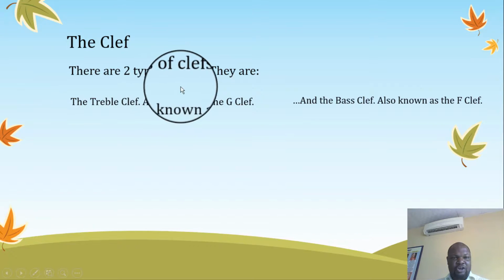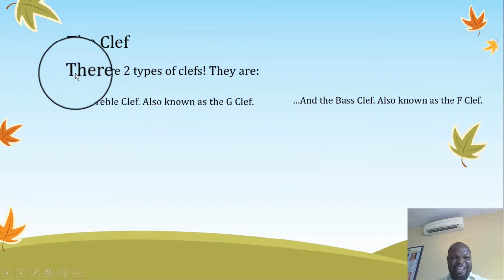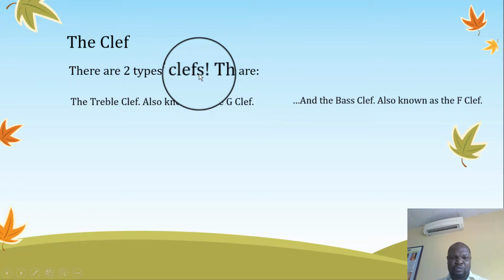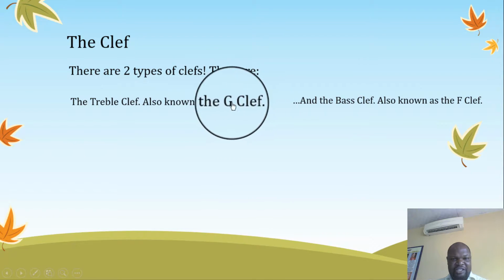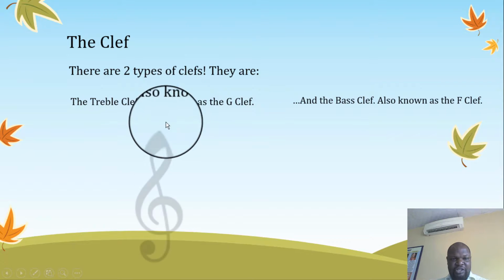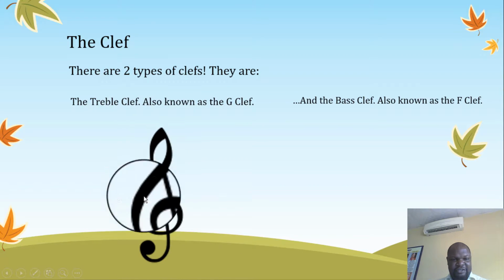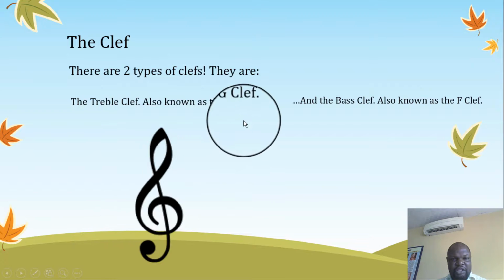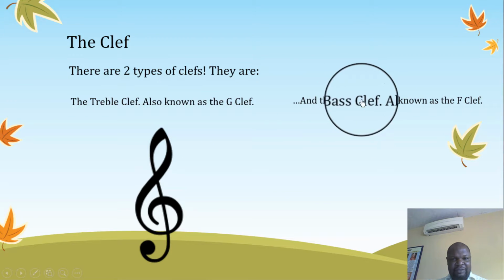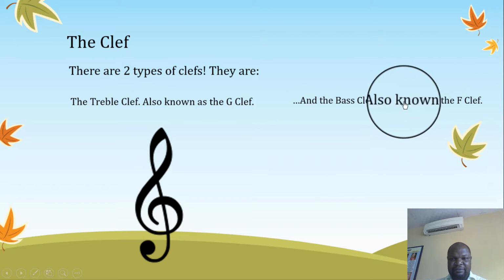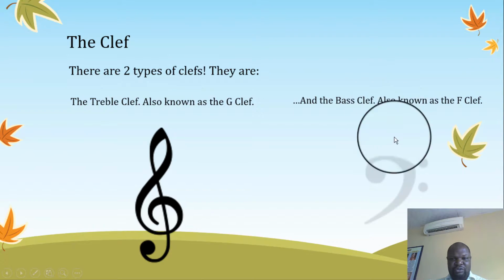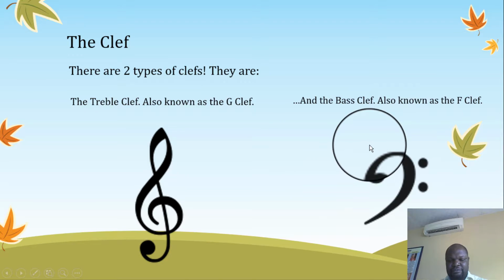There are two common types of clefs. There are more types of clefs, but the most common ones are just two. These clefs are, first of all, the treble clef. The treble clef is also known as the G clef, and it looks a little like this. The next one is the bass clef, and the bass clef is also known as the F clef, and the bass clef looks exactly like this.